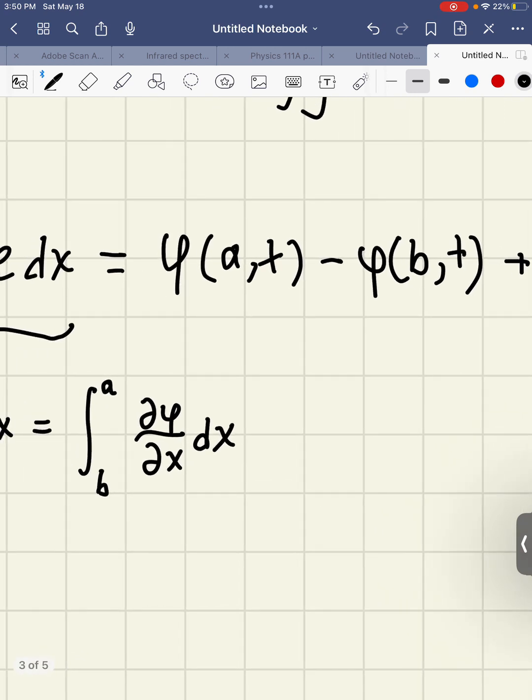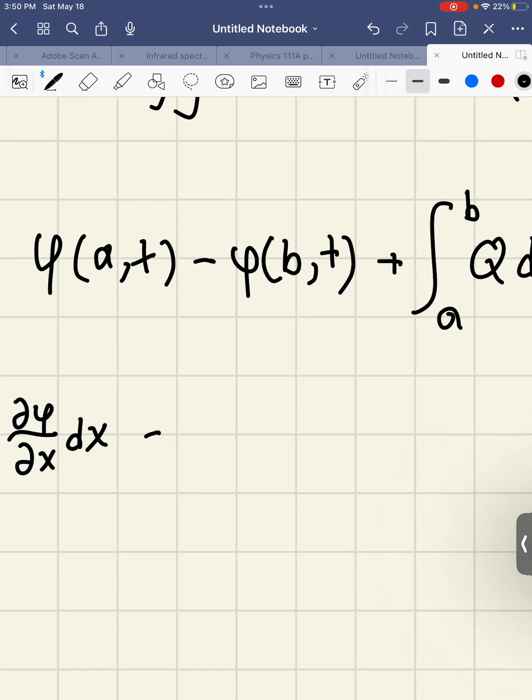Now why do I go from b to a, not from a to b? Because if you remember the fundamental theorem of calculus, when we integrate with respect to x, integration is the antiderivative. So the antiderivative of a derivative is the function itself, evaluated as the upper limit of our function minus the lower limit of our function. And again, plus the integral from a to b of q dx.